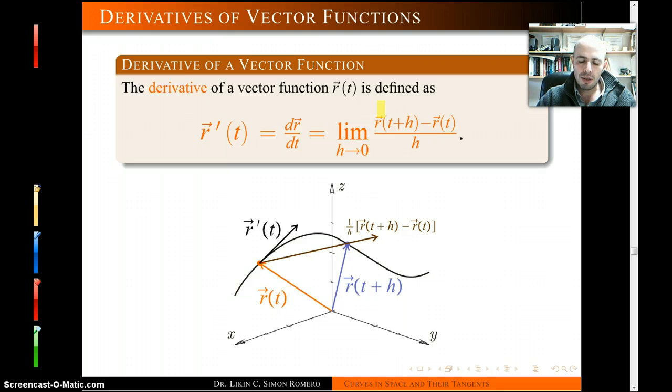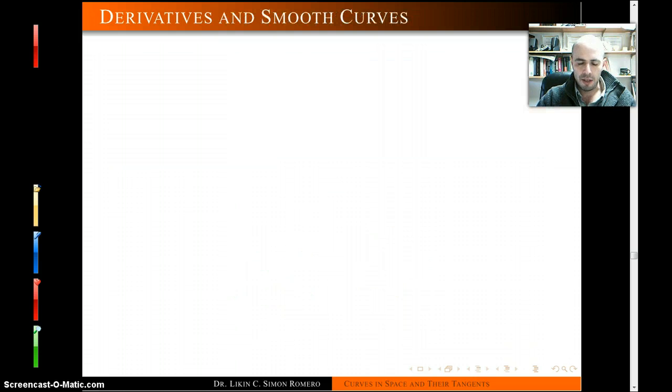So the derivative is going to give you a function that, if you give me the t, I can tell you what is a tangent vector to the curve described by r of t.